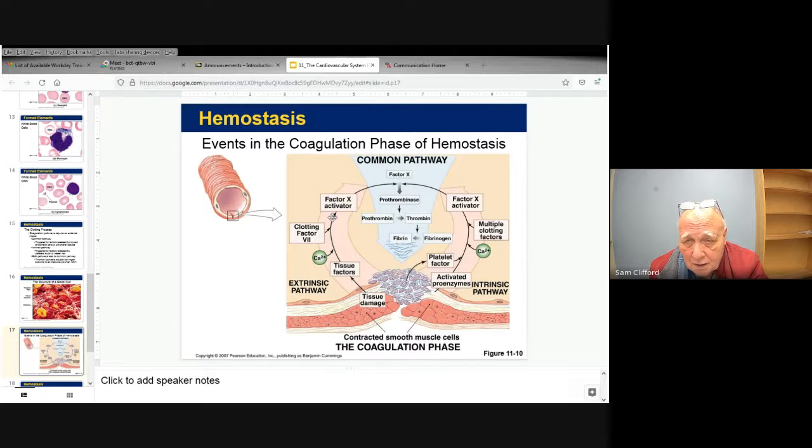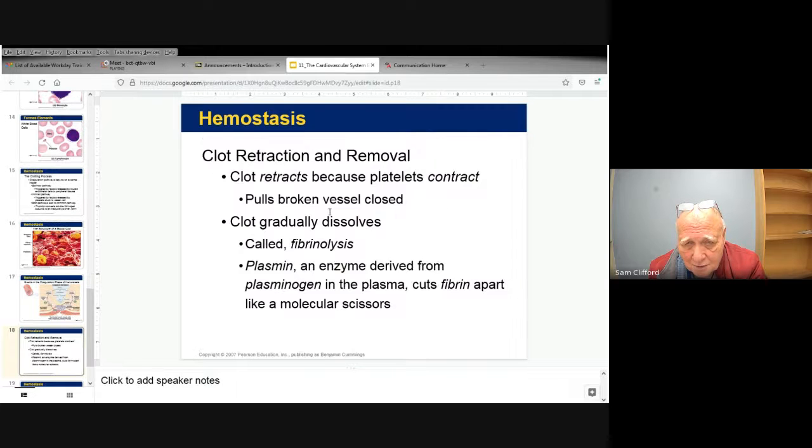Okay, we're not going to worry about this. We're not going to get into detail on this, but clots are retracted and removed. The platelets contract and it eventually dissolves, because once you have the blood vessel sealed and the wound is healed, you don't need the clot platelets anymore.